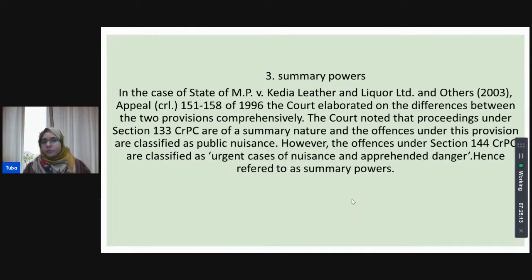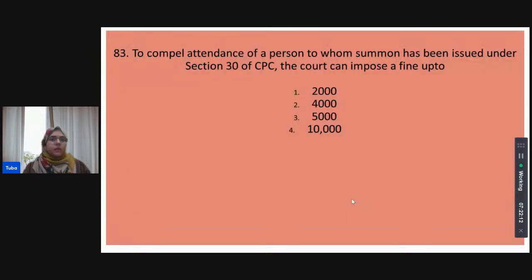So, next question. To compel attendance of a person to whom summons has been issued under Section 30 of CPC, the court can impose a fine up to which of these limits for compelling the attendance of a person under Section 30, where the summons have been served? Can the fine be up to 2,000, up to 4,000, up to 5,000, or up to 10,000 rupees?